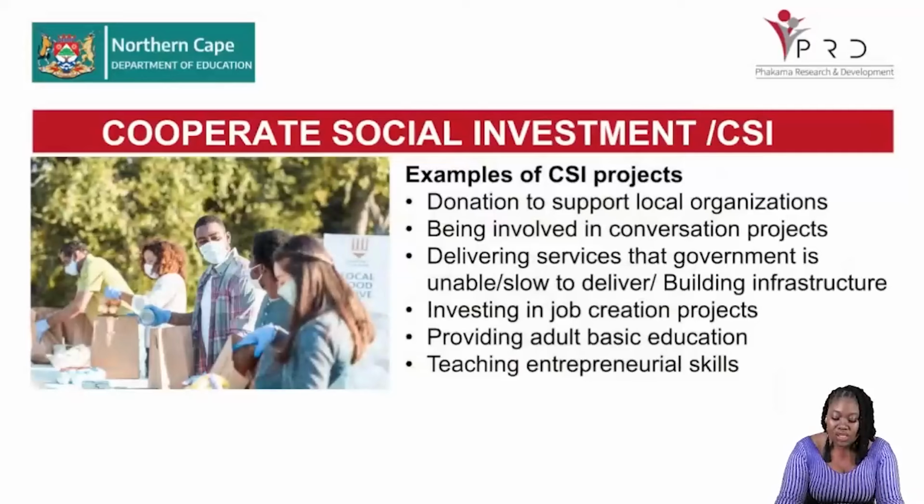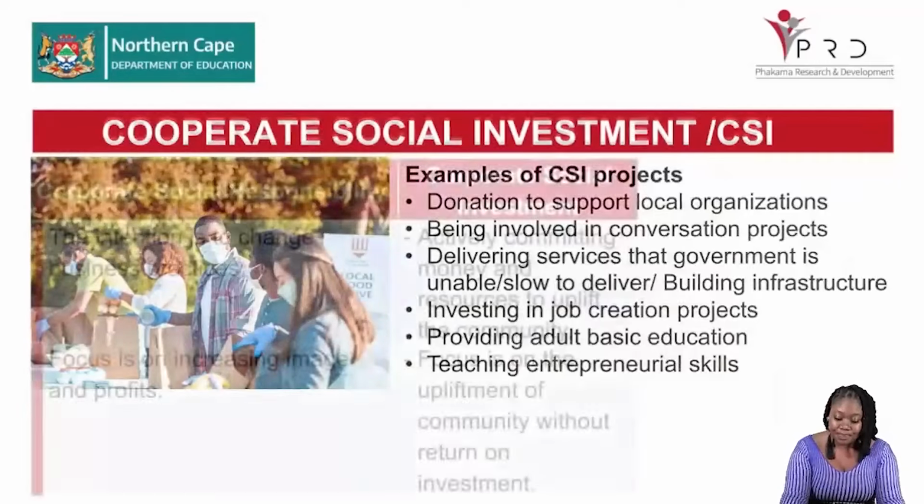Okay, you can also deliver services that government is unable to deliver. You can also help to build infrastructure. In certain areas, like in rural areas, some of the rural areas are underdeveloped. So if you are thinking of a CSI project as a business, you can help build infrastructure in such areas. Okay, and then also you can invest in job creation projects. You can provide basic adult education. You can also teach entrepreneurial skills, which will be helping with the issue of unemployment.